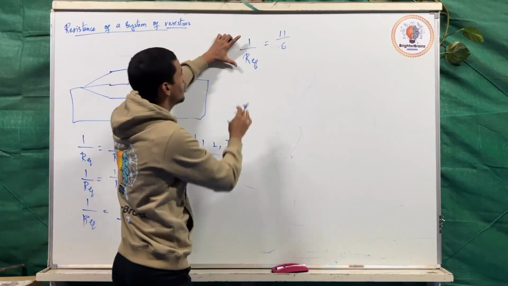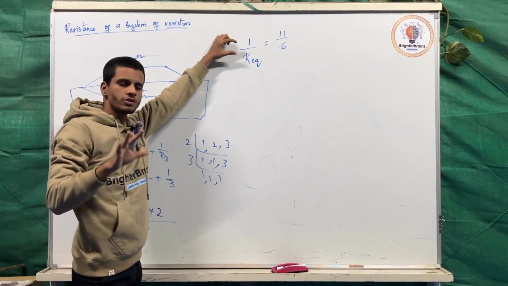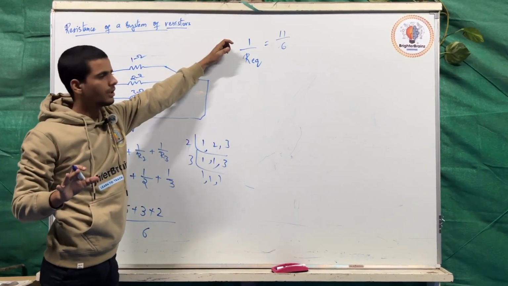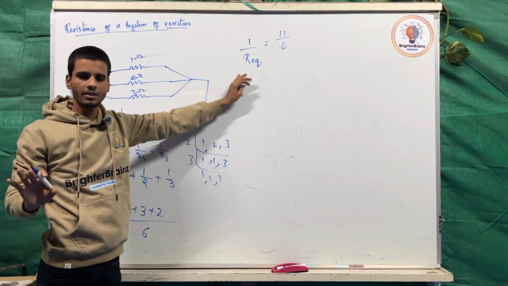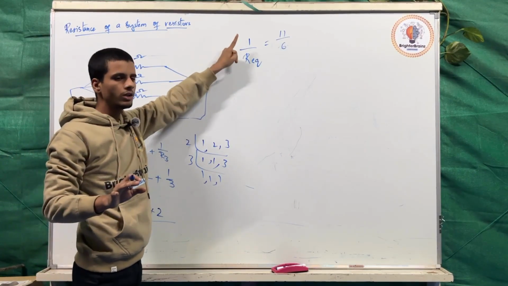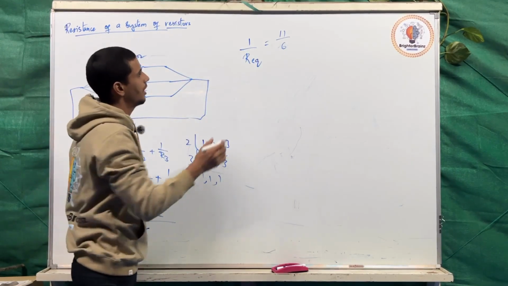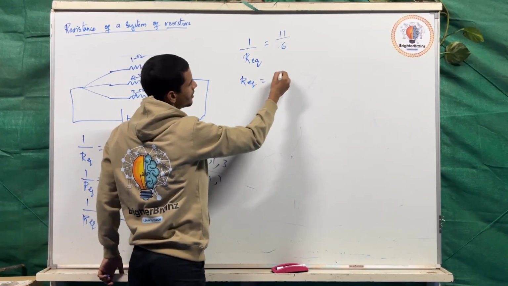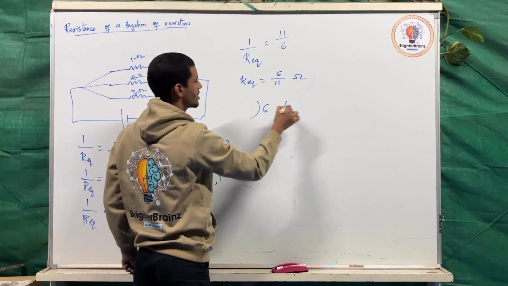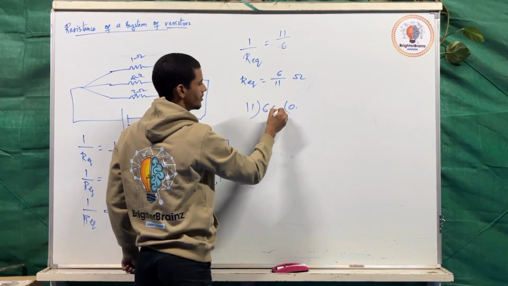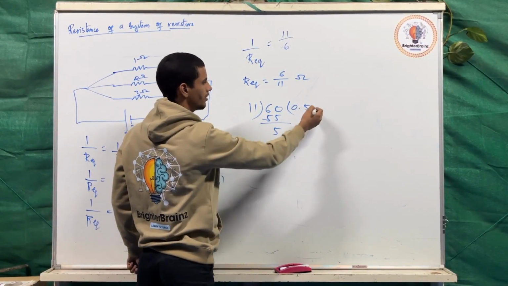So this is the value of 1 by R equivalent, but we need the R equivalent value. Most people make a blunder: they find up to here and leave it, but that is not correct. 1 by R equivalent must be reciprocated after getting the answer. So R equivalent will be 6 by 11 ohms. If you want to find it in decimal form, 0.54, with 5 left over.